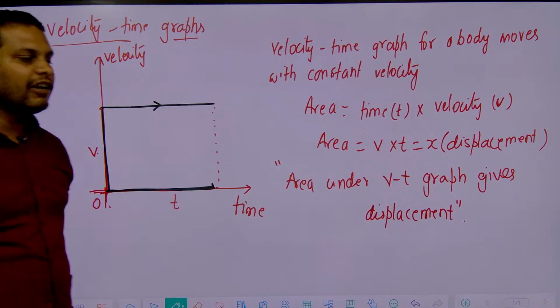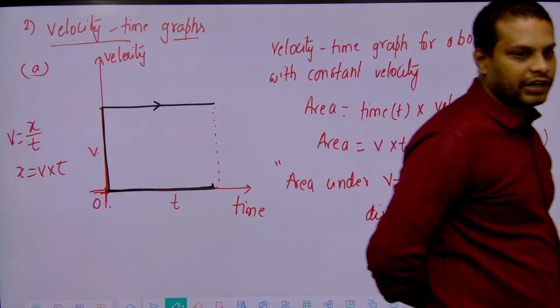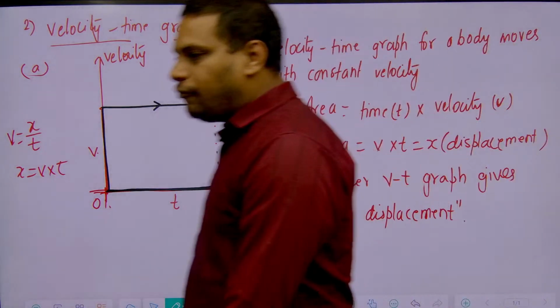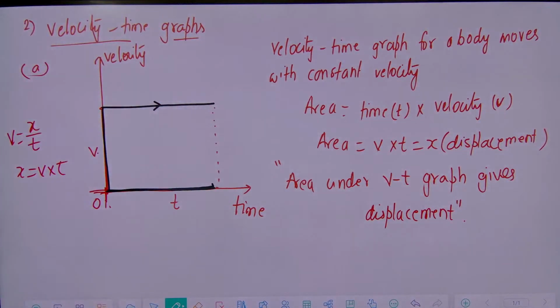So area under the velocity time graph gives displacement. Please remember this. If you don't consider the direction, it will give distance, because distance is always positive. If you take displacement, it may be positive or negative. But if you consider distance, you have to take it as positive always.